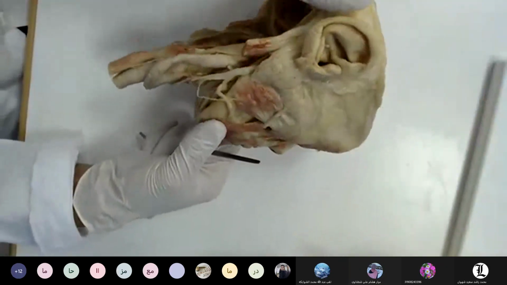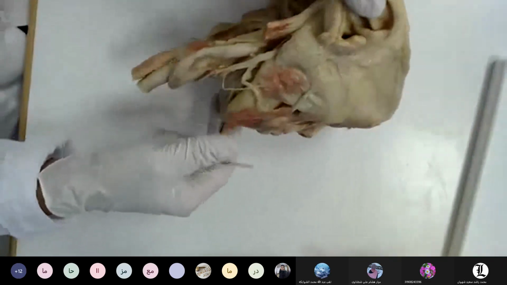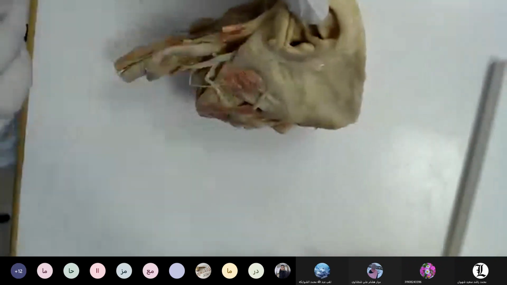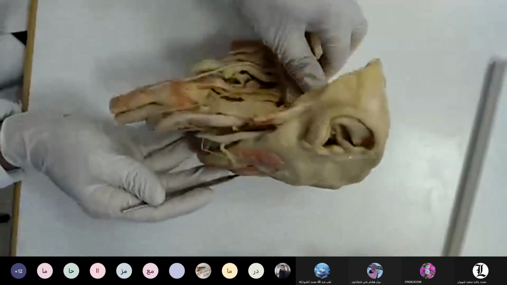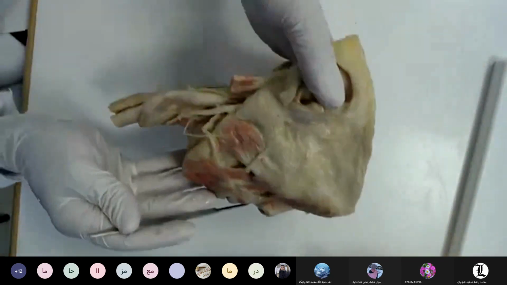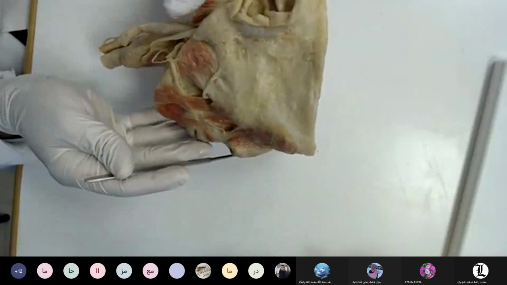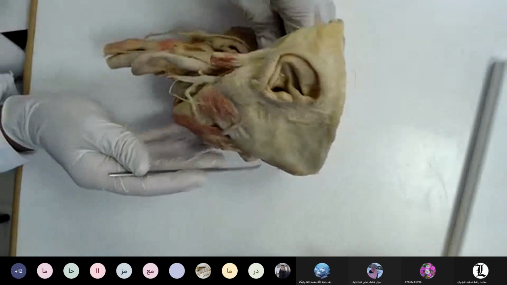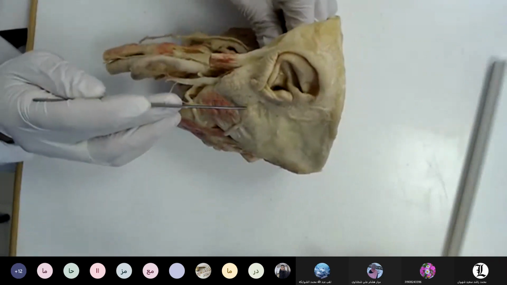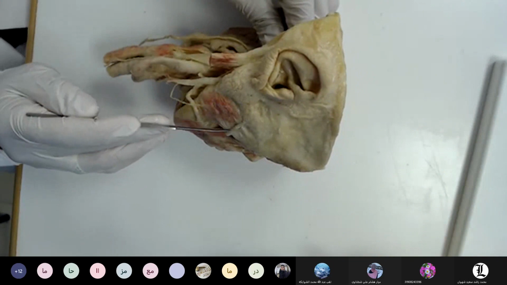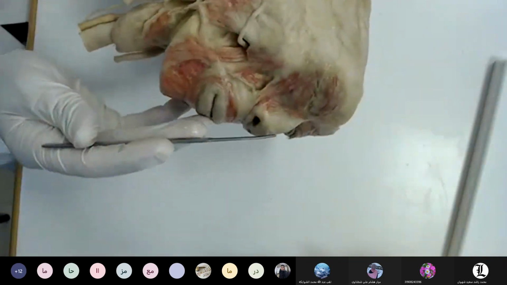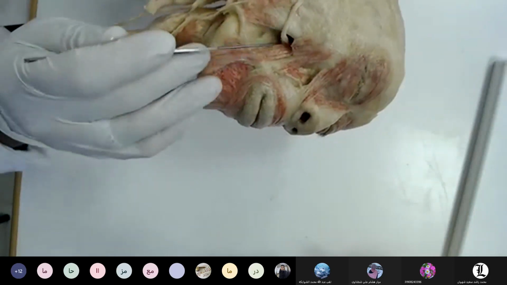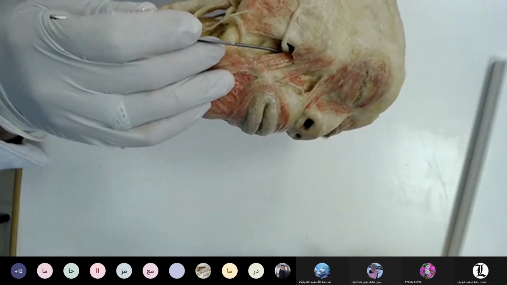Let me show you the plastinated one, which is really nice. Here again, look at the external auditory meatus. This is the face, right? So this is the face, guys. And this is the parotid gland. From the facial process, there is a duct here, which is the parotid duct. Look at the parotid duct that traverses lateral to the masseter muscle. Then it pierces the buccinator muscle here.